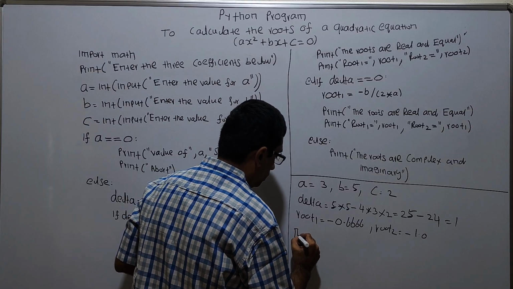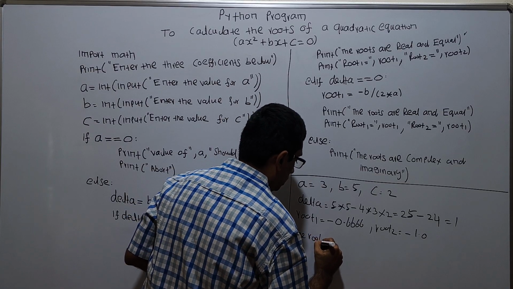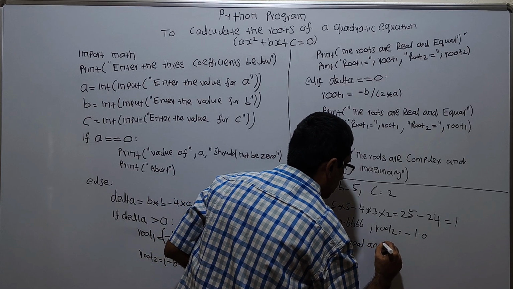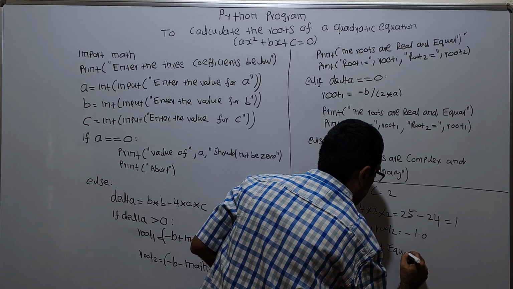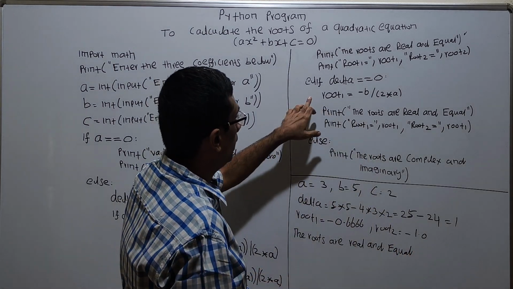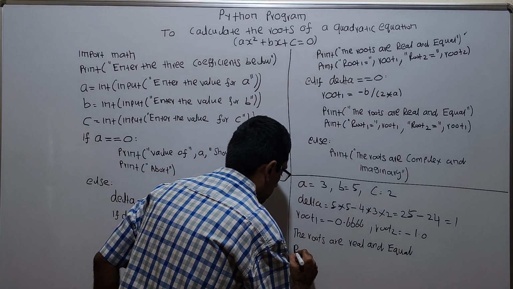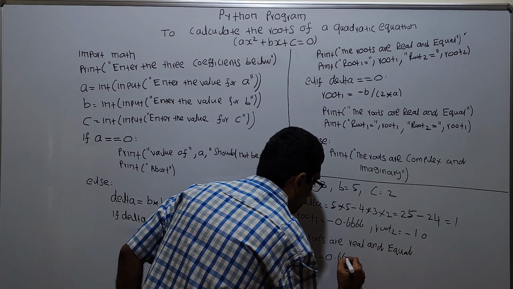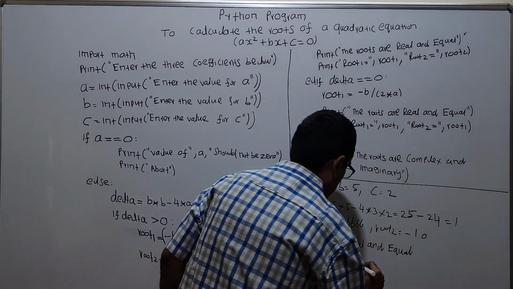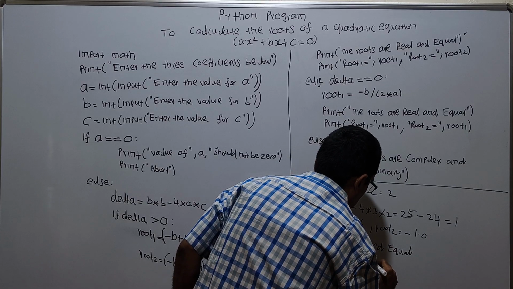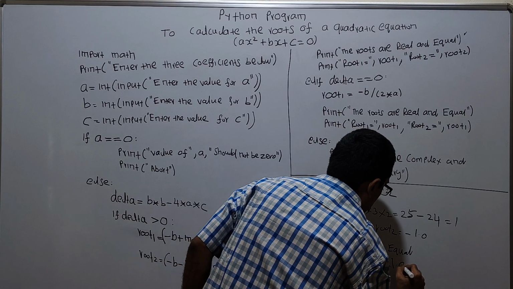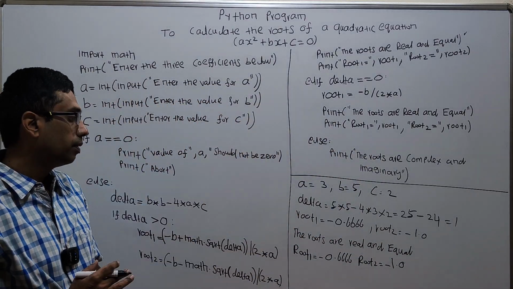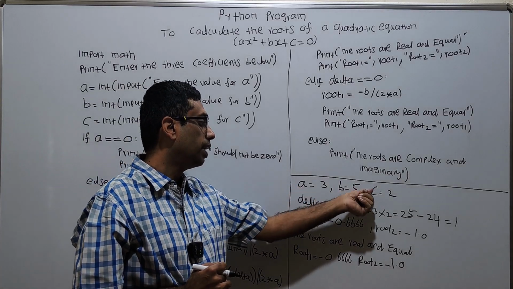So my output: the roots are real and distinct is the output, and I am having the value root 1 equal to minus 0.666, and root 2 equal to minus 1.0. So this is my output. So in this way, it can practically apply for any kind of inputs, that means any a, b and c values.